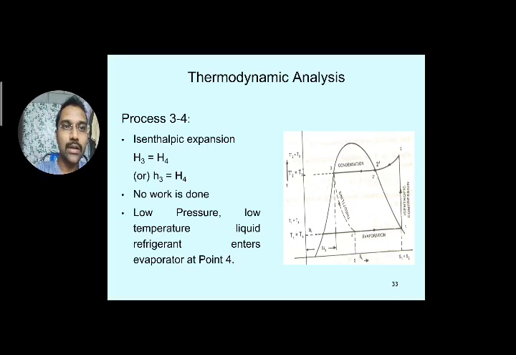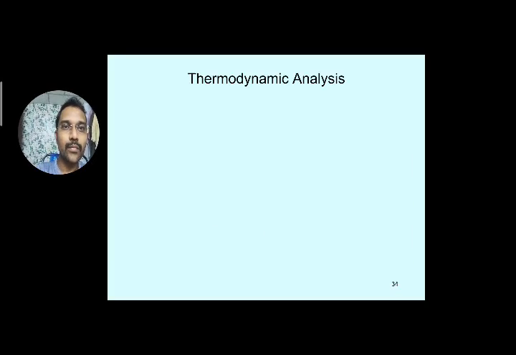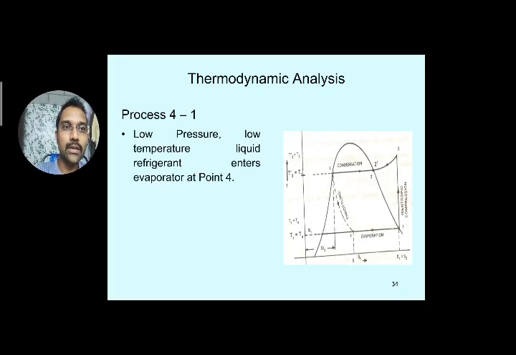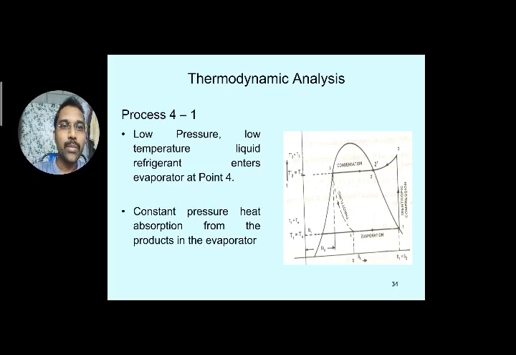Only a rapid temperature drop takes place, so low temperatures are created after the expansion device, where the refrigerant enters at point 4, which means the evaporator. Now discuss the 4 to 1 process. Low pressure, low temperature liquid refrigerant enters at point 4, with constant pressure heat absorption from the products in the evaporator. The constant pressure process 4 to 1 is where evaporation is taking place.